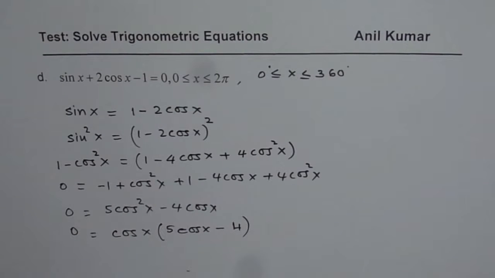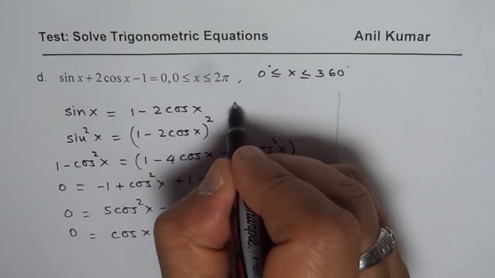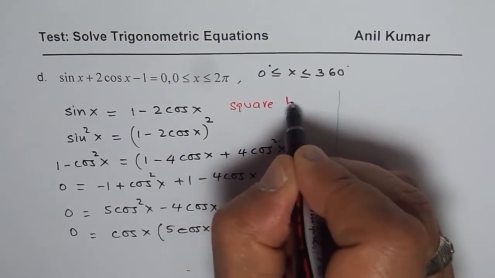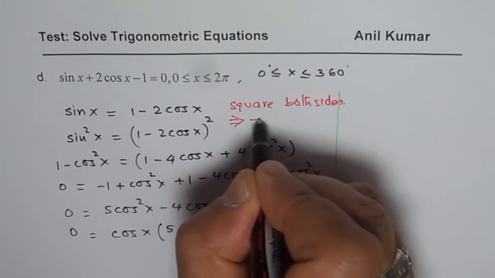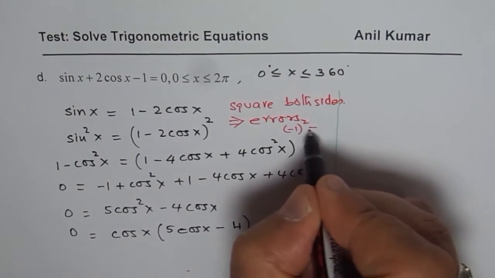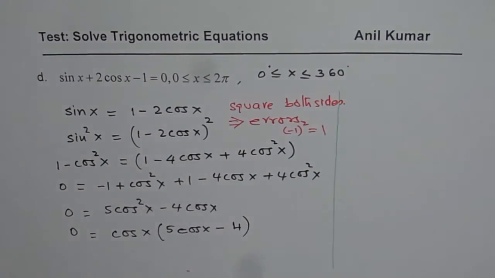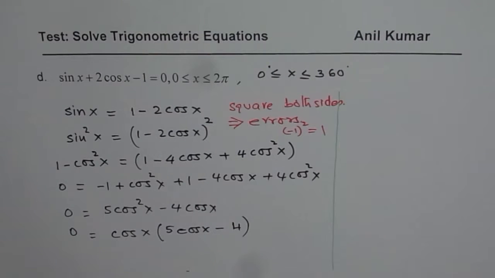Now we can solve for cos x. But remember one thing, in between we squared both sides. Whenever you do that, it may result in errors, simply because minus 1 squared becomes plus 1. Minus 1 is minus 1, but when you square, you make it plus 1. So that results in a few errors. When you get the solutions, you have to check your answers so that they satisfy the original equation. That is kind of important.